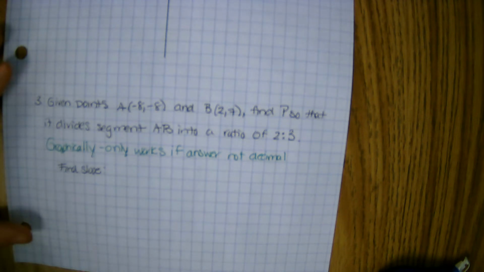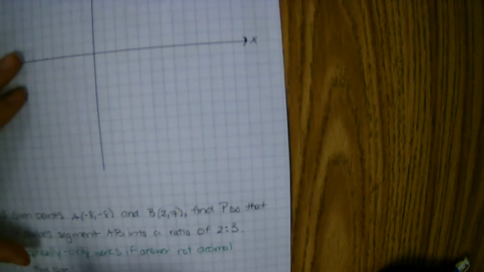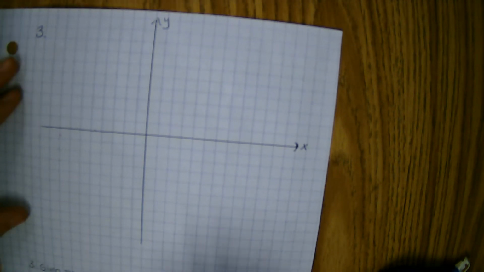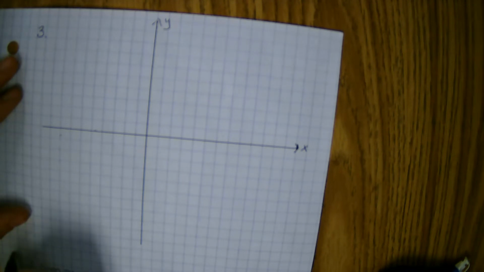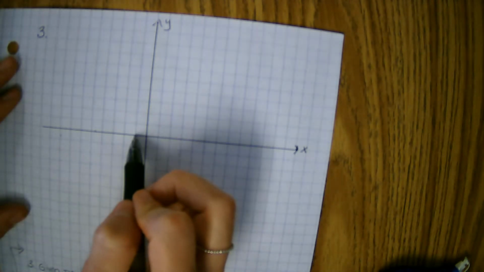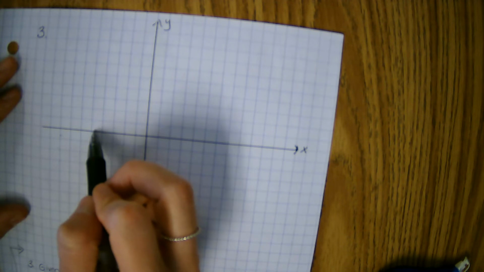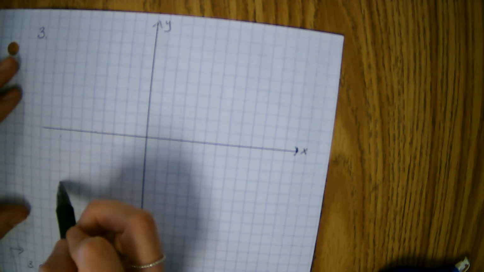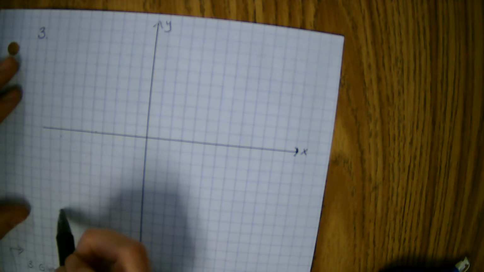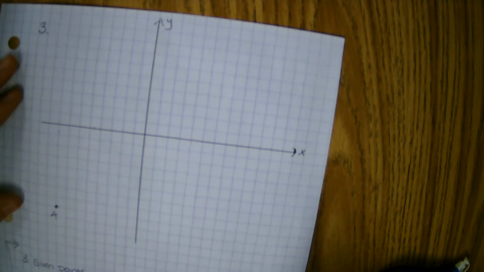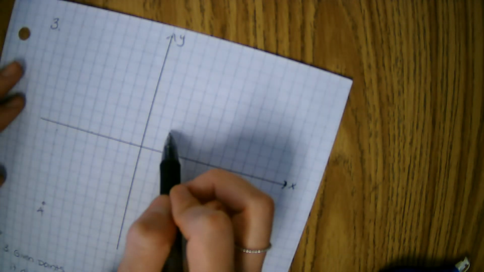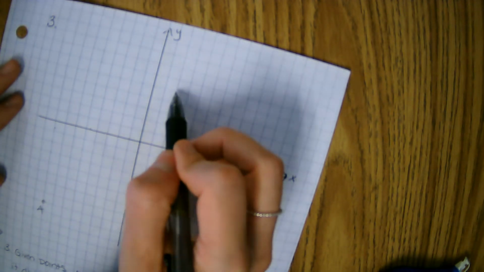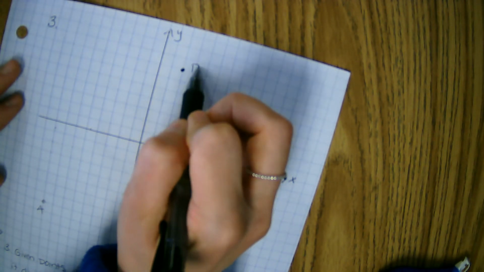So I'm going to graph my points first. So I'm going to plot them up here. So -8, 1, 2, 3, 4, 5, 6, 7, 8, 1, 2, 3, 4, 5, 6, 7, 8. That's A. And B is 2, 7. 1, 2, 3, 4, 5, 6, 7.